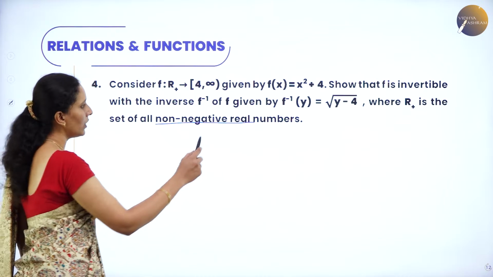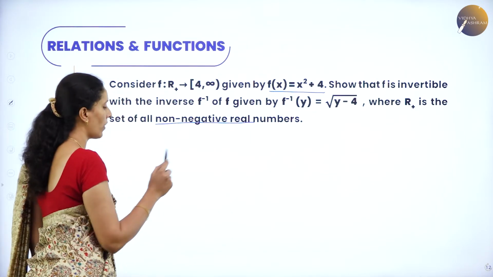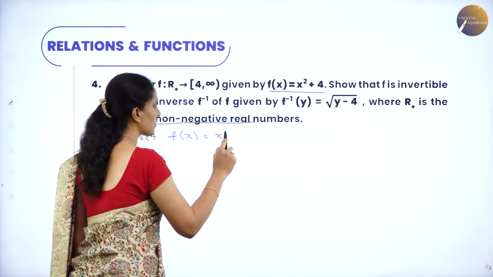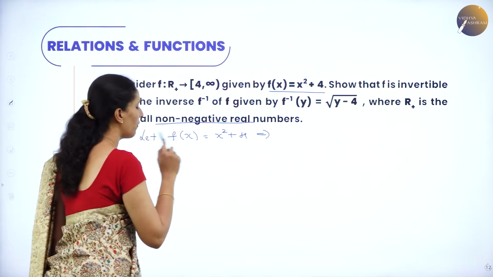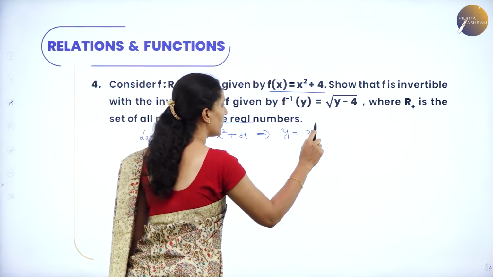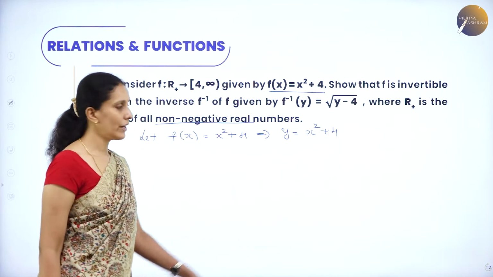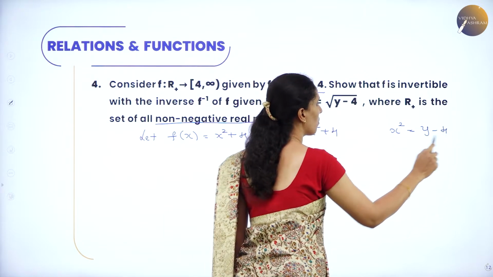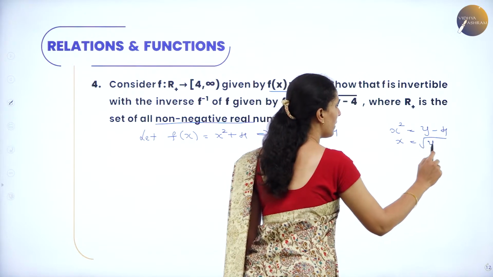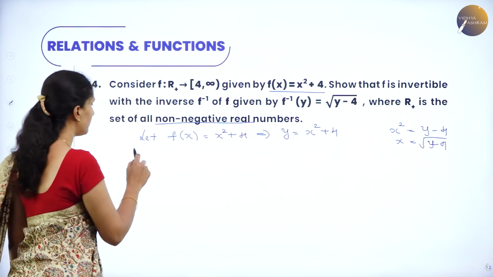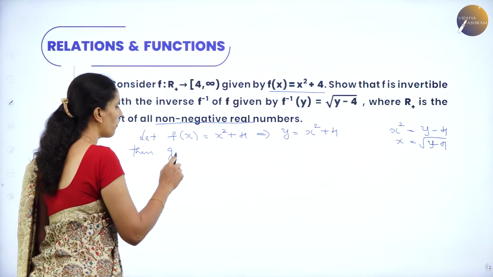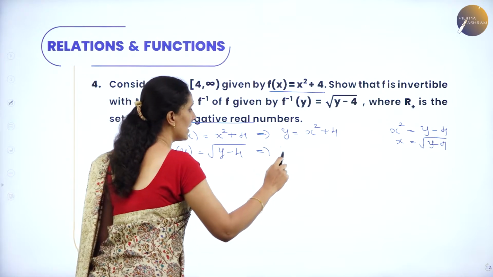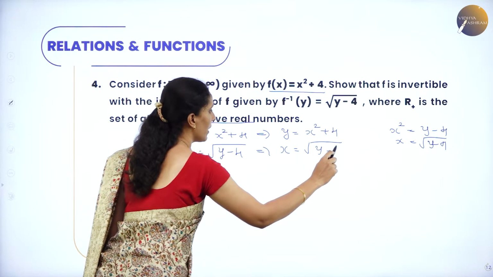Now, let's see here. We have f of x is equal to x square plus 4. Let f of x is equal to x square plus 4. This means f of x can be written as y is equal to x square plus 4. Then how to find the value of x here? So we can write x square is equal to y minus 4, or x is equal to root of (y minus 4). So then here I can write g of y in the form of root of (y minus 4). So that means x is equal to root of (y minus 4).